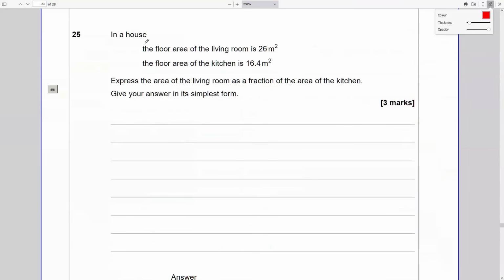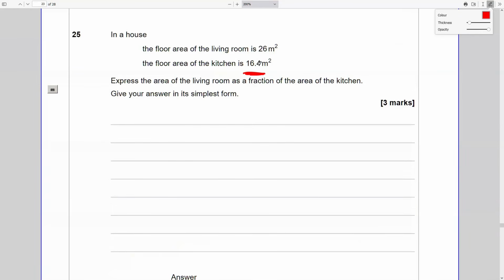Question 25. In a house, the floor area of the living room is 26 meters squared. The floor area of the kitchen is 16.4 meters squared. Express the area of the living room as a fraction of the area of the kitchen. So this represents the thing we're talking about. Give your answer in its simplest form.